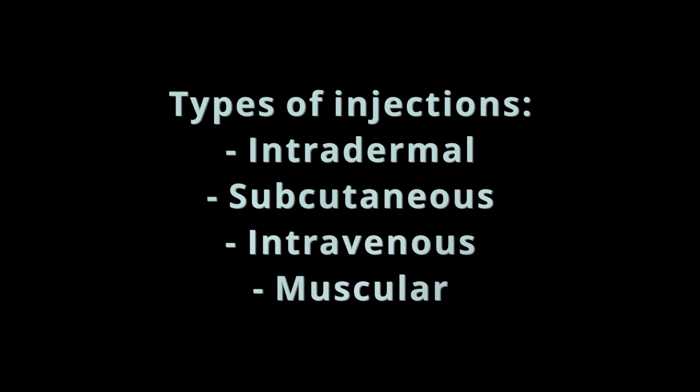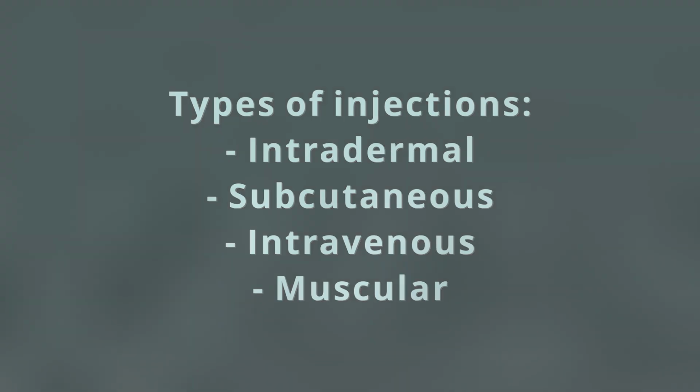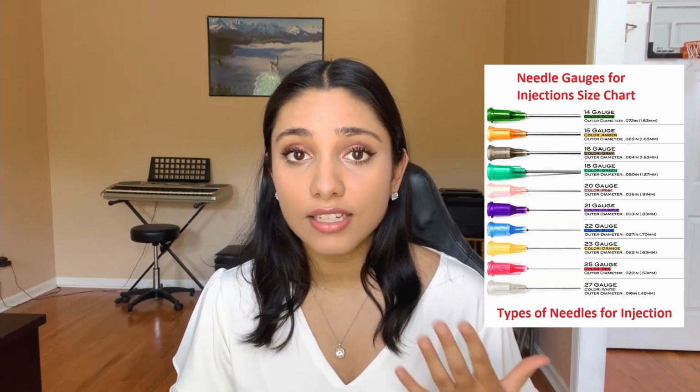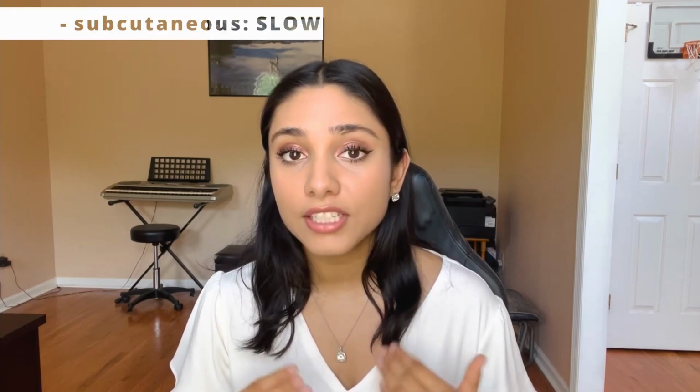So first, you want to make sure you know your types of injections. These basically include your intradermal, subcutaneous, intravenous, and muscular injections. For your intradermal, subcutaneous, and muscular injections, make sure you know the needle gauges and the radius of the needles that you are using, because you're definitely gonna be tested on that on the exam. And also make sure that you know that subcutaneous injections are slow injections. So when you inject it, you're gonna inject it slowly compared to the other injections.